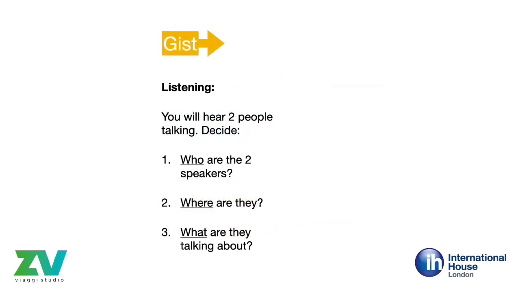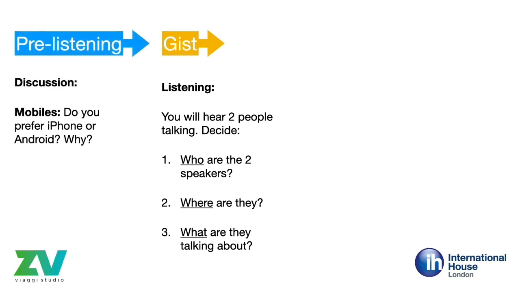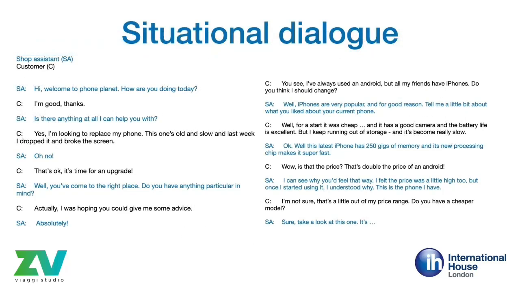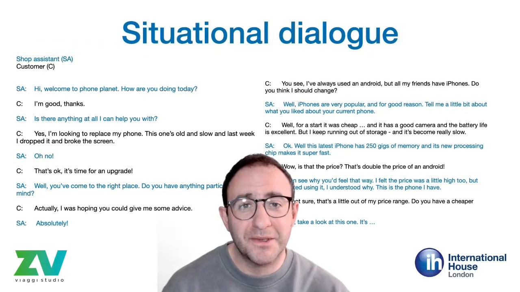So I've shown you the gist listening I would do for this audio. Before doing the gist, I would start with an initial discussion to help activate their previous experience, vocabulary, and ideas. And we know that later they're going to perform this dialogue. So what can we do before that to make this more engaging, more interesting, and to exploit the material that's already here?